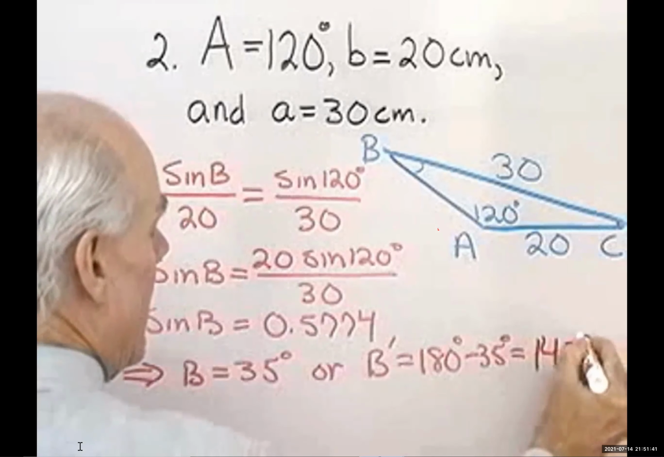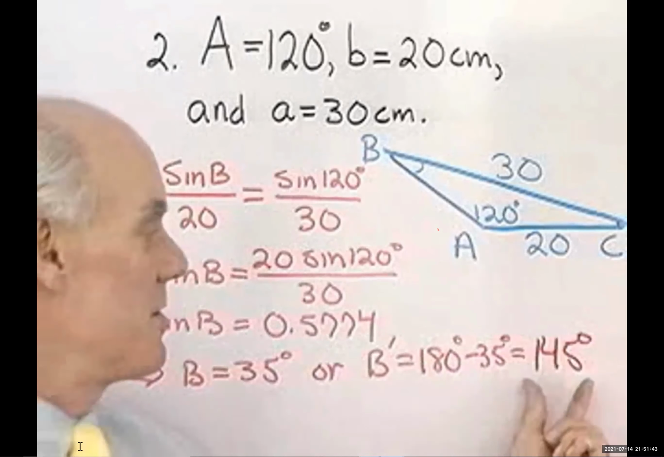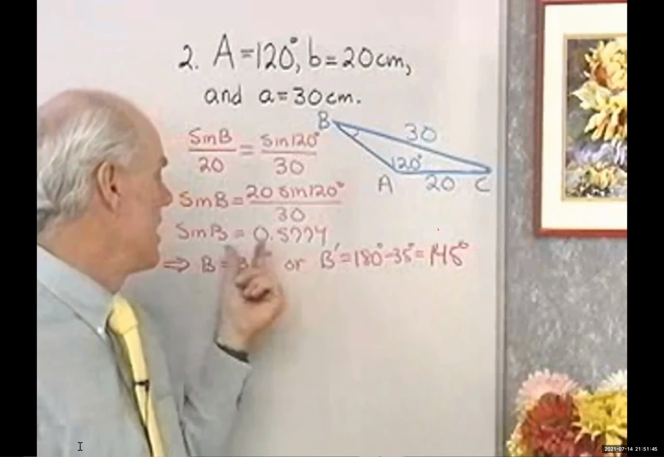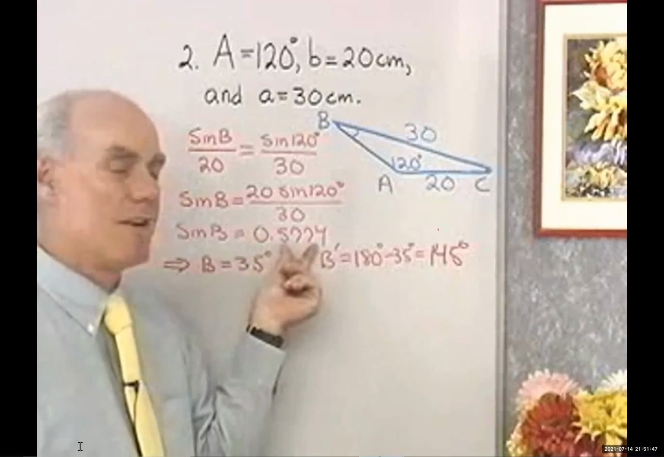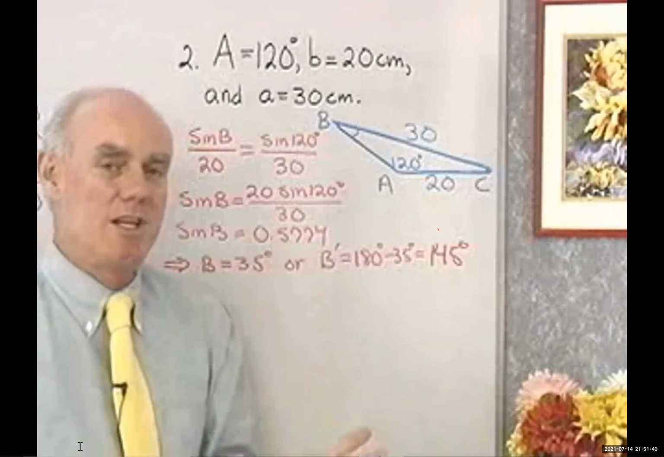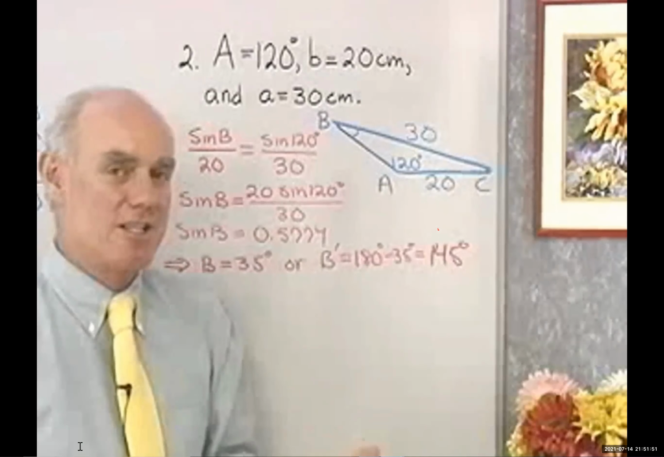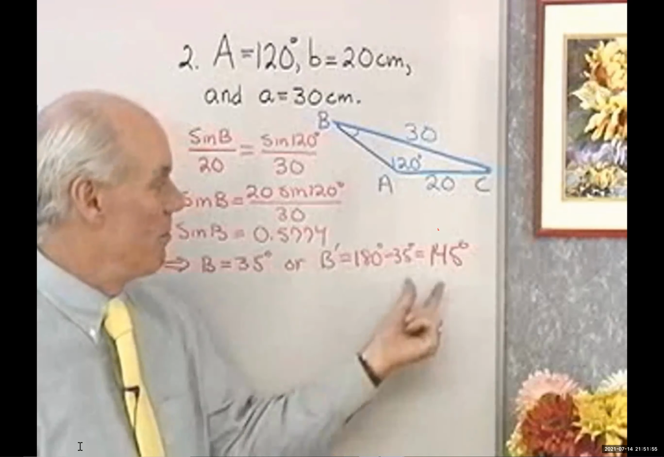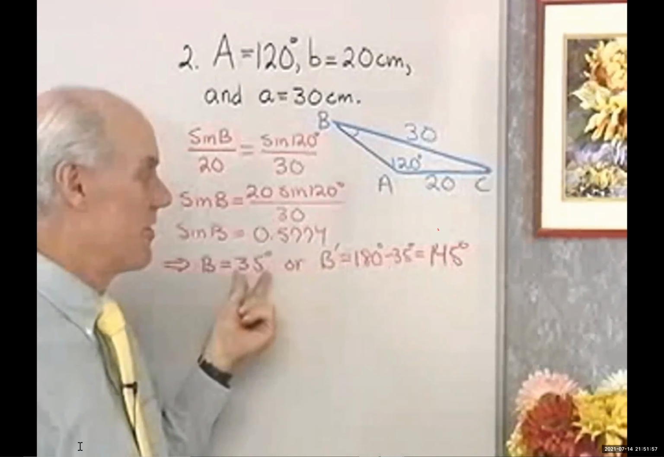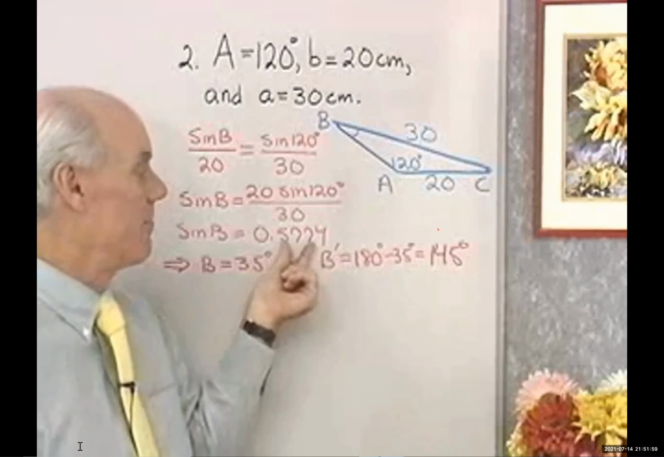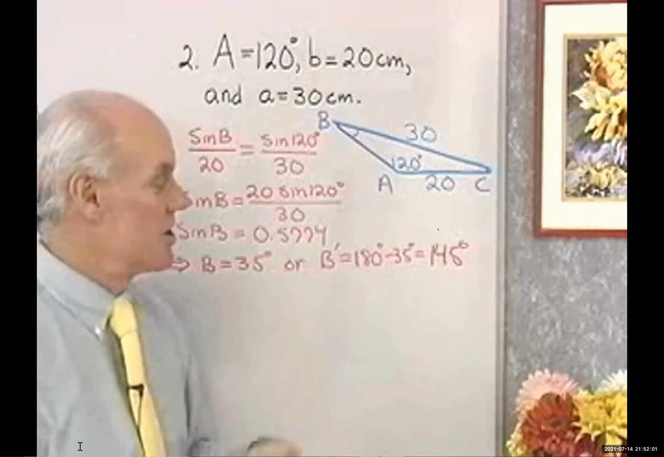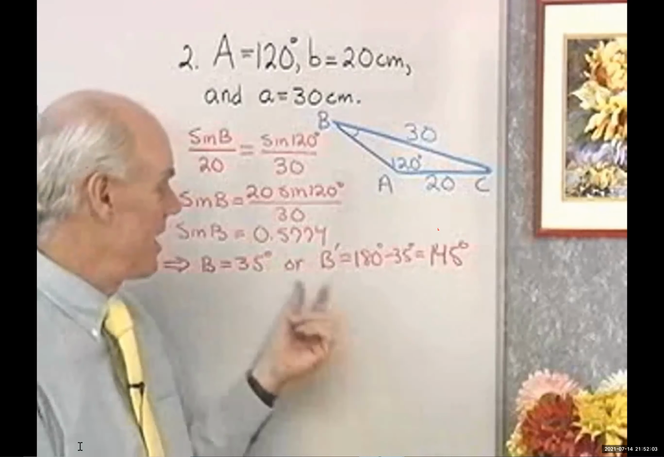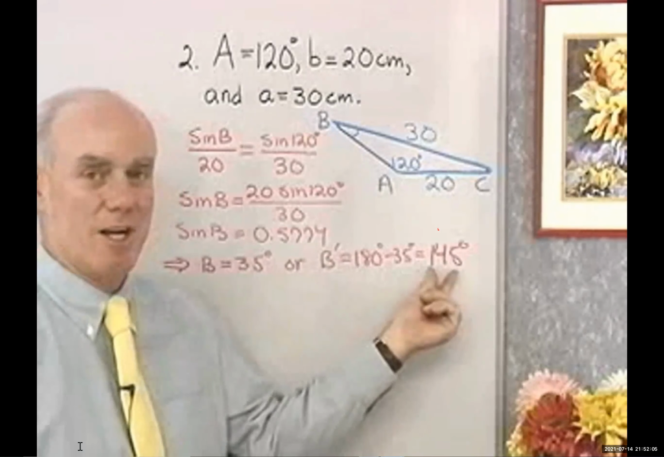Now I have to include this possibility right here because sine B equal 0.5774, and angle B is an angle in a triangle, so it could be an angle between 90 and 180 degrees. Both 145 degrees and 35 degrees have a sine of 0.5774. So when I'm solving a triangle like this, I have to include these two possibilities right here.